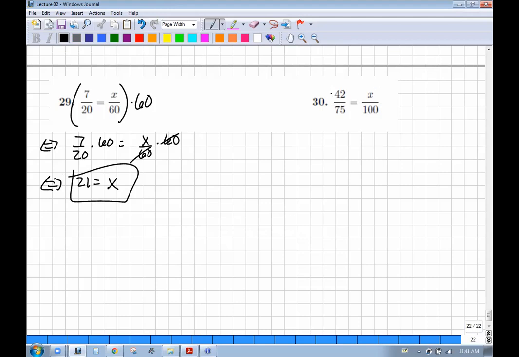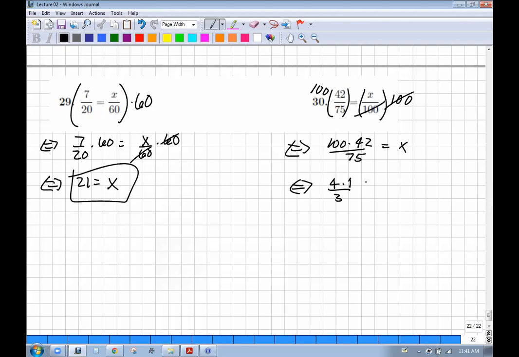Over here, we'd want to multiply both sides by 100. So that goes away. So we have, let's see, 100 times 42 over 75 equals x. We can go ahead and simplify this. 100 over 75, that's the same thing as 4 over 3. All right. So 4 times 42, it's 168 over 3.